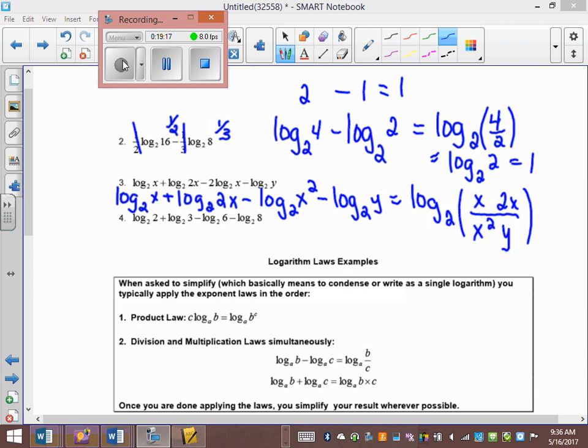Now, when I have more than one thing together, when I didn't have subtraction signs and I just had addition signs, what did I do with those two things? I multiplied them. That's all I'm going to do. If there's more than one thing on the top or more than one thing on the bottom, I'm going to multiply them. Okay? So it's going to be like this. I get log base 2 of 2x squared over x squared y. The x squareds cancel. And it's log base 2 of 2 over y.